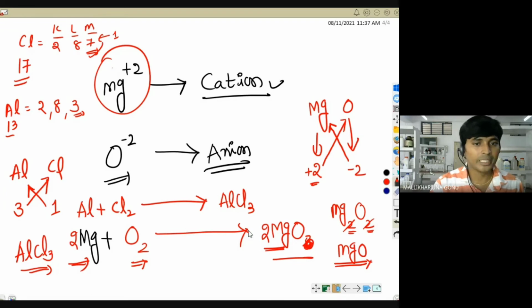The same case with aluminum and Cl2 giving AlCl3, that also you have to balance. For example, chlorine, how many are there? 3 here. But on the left side, how many are there? 2. One is an even number, one is an odd number. So what you have to do? You have to make both even numbers. This 2 you cannot make odd, but this 3 you can make even. So let us see by putting 2 here. 2 into 3, chlorine becomes 6. Here 2, so you put 3 here. 3 into 2, 6. Chlorine is balanced.